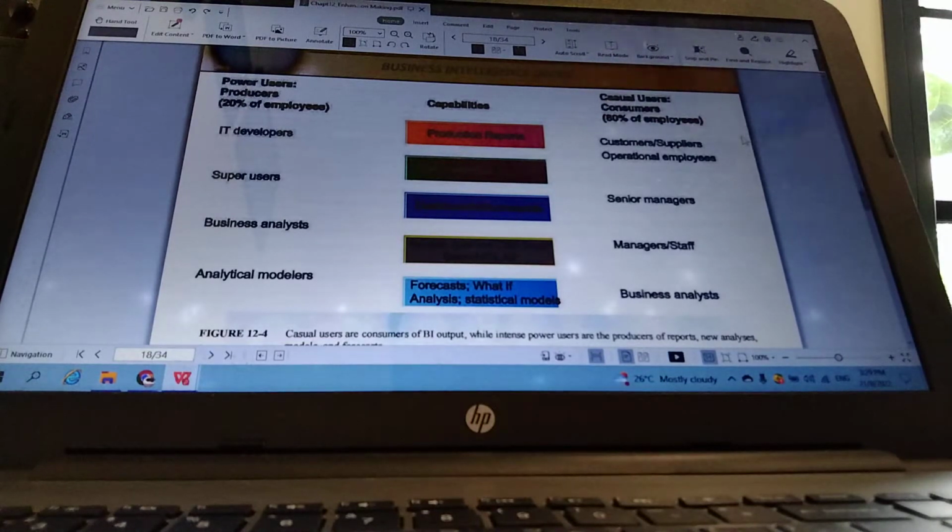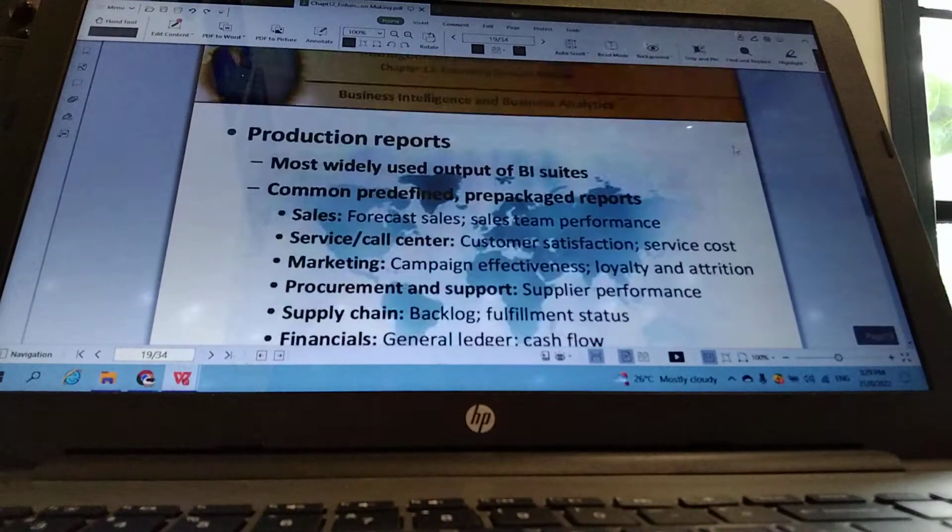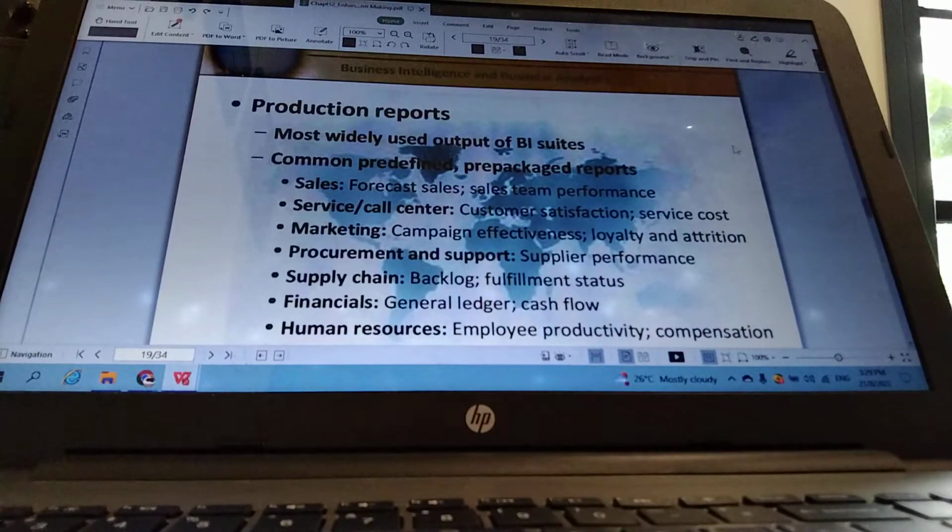So BI is being used actively by 80% of the users for different purposes, but generally at a high level to help them make decisions. There is a lot of information available on this slide. I really hope that all of you will go through it and understand it, and this is how the BI and the BA are being used within the firm, within the company, in meeting their objectives or in making decisions.